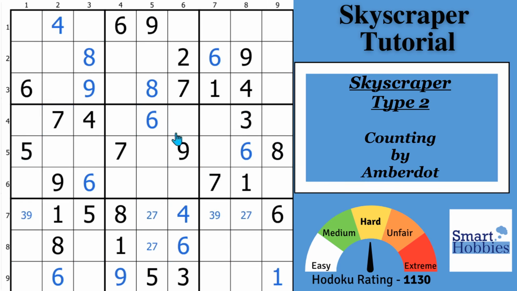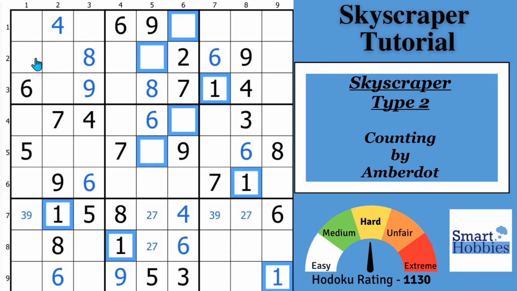Okay, this is another puzzle by Amberdot. It's called Counting, and it has multiple skyscrapers in it. And so just like the first puzzle, we got to this point where we use those top 7 strategies, and we're going to need an advanced strategy to move forward. So let's check out the ones. Okay, with these ones, where can the ones be here? Because we're on the hunt for a skyscraper.